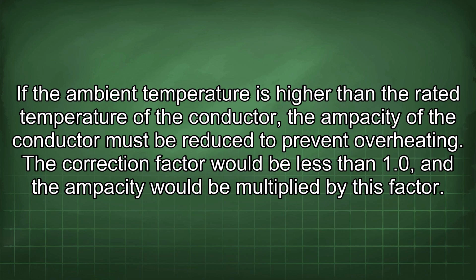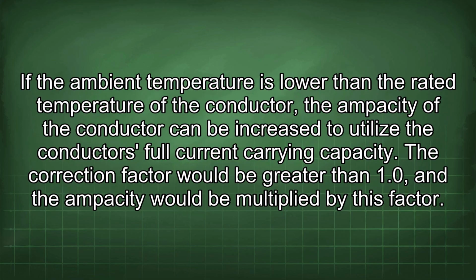If the ambient temperature is higher than the rated temperature of the conductor, the ampacity of the conductor must be reduced to prevent overheating. The correction factor would be less than 1.0, and the ampacity would be multiplied by this factor. If the ambient temperature is lower than the rated temperature of the conductor, the ampacity of the conductor can be increased to utilize the conductor's full current carrying capacity. The correction factor would be greater than 1.0, and the ampacity would be multiplied by this factor.